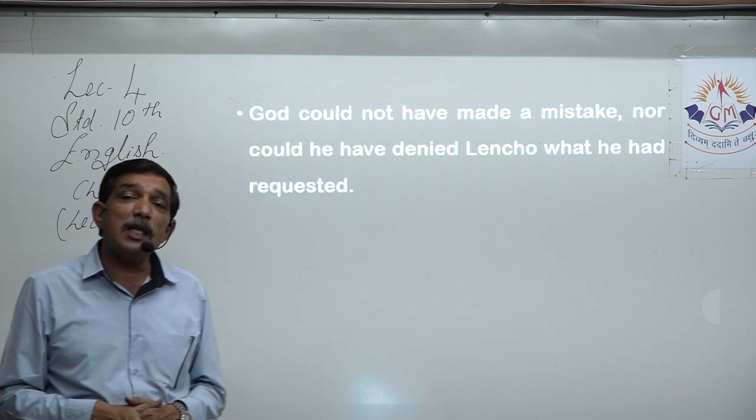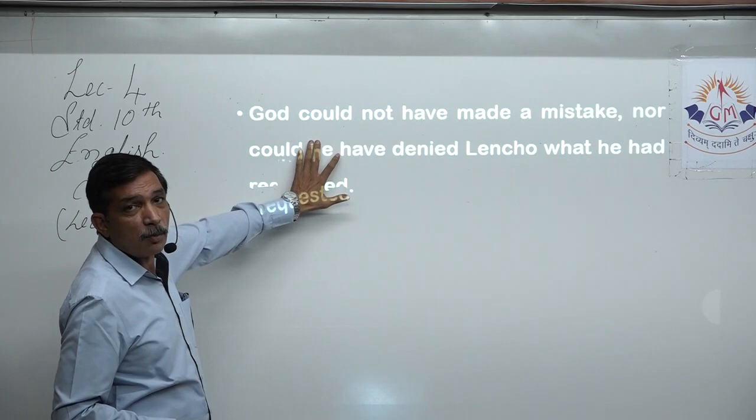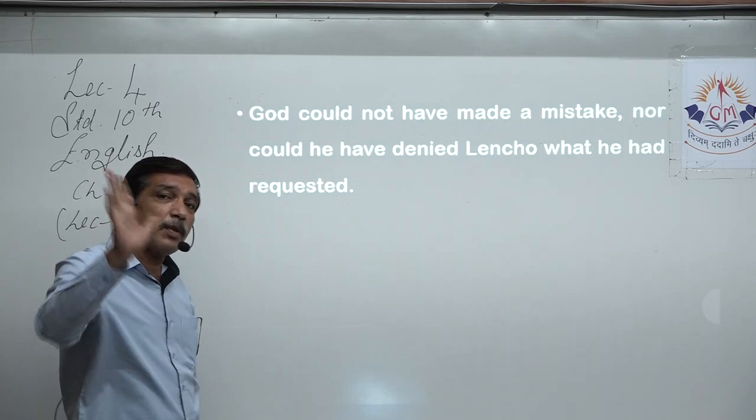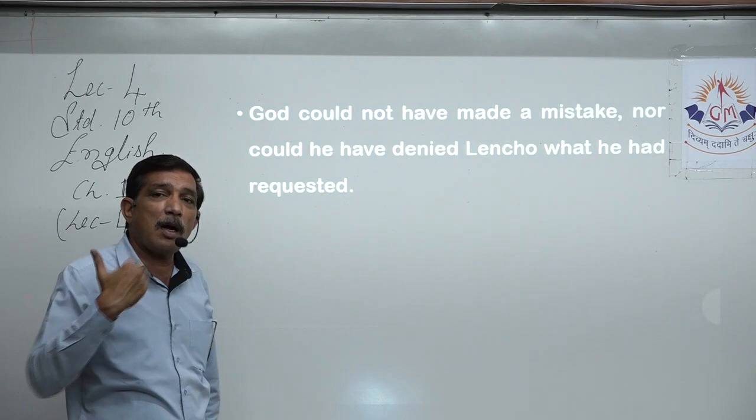So two things he does not understand. He could not understand that God can make a mistake. Second thing, God will deny. You asked for 100, I will give 50. No, he is not going to bargain. Yes, a believer has asked me, I'll give it. So he could not have denied Lencho what he had asked.